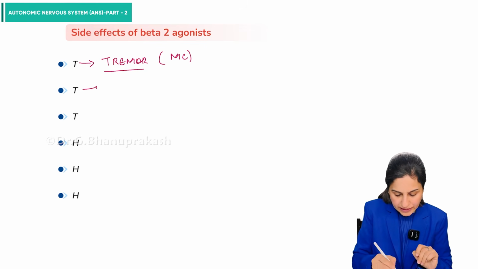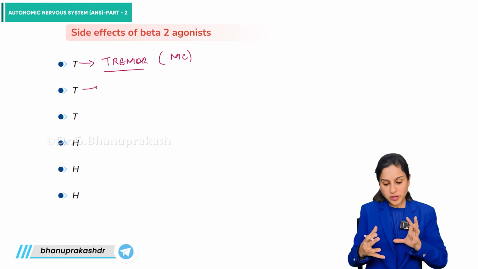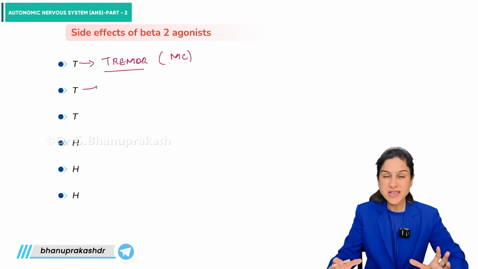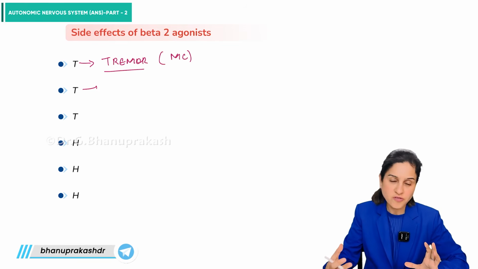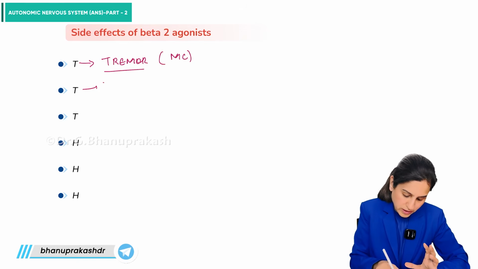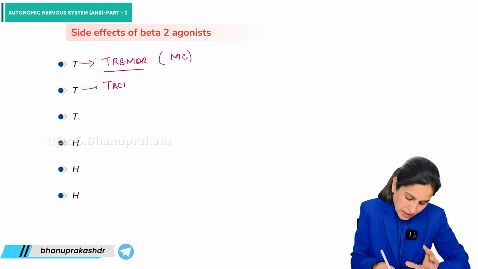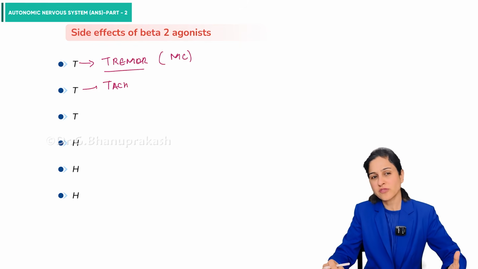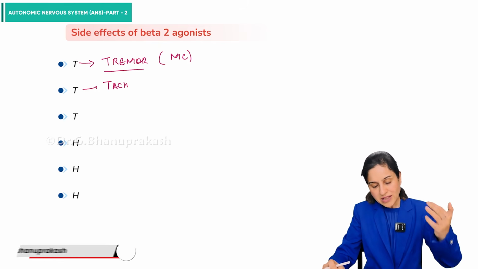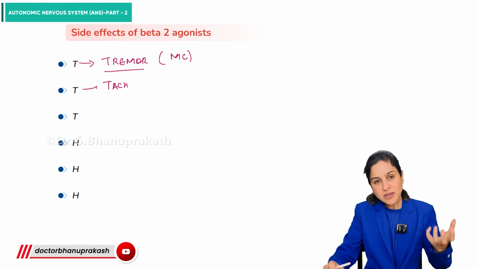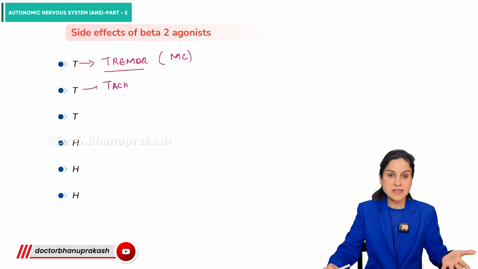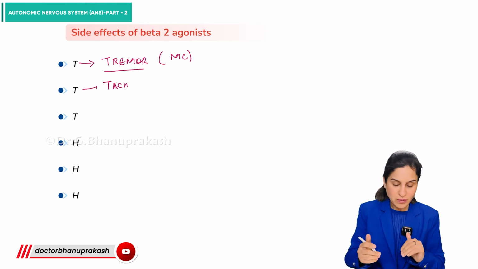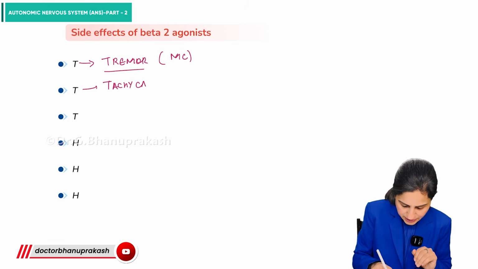Then the second T: if you give a higher dose of beta 2 agonists, they lose their selectivity, and there are some beta receptors present. What happens therefore is they can cause tachycardia. Now in the heart predominantly the receptors are beta 1. There is some amount of beta 2 present, but that is one of the reasons. The other reason is when you give high doses of these drugs, then the selectivity gets lost. So they can also act on the beta 1 receptor. So that is tachycardia.